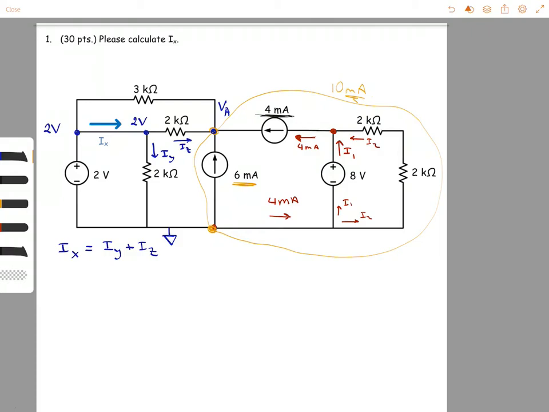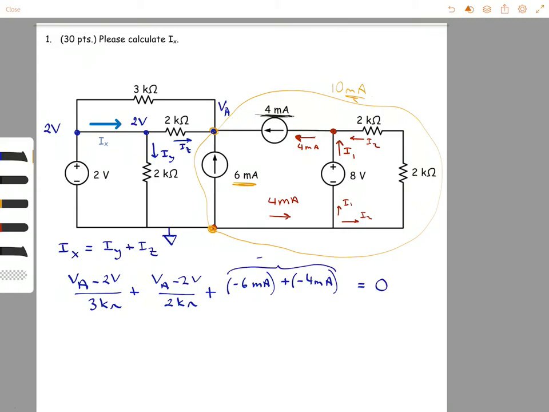So now let's construct a node voltage expression for node A. We have VA minus 2 volts divided by 3 kilo ohms, plus VA minus 2 volts divided by 2 kilo ohms, plus the current that is leaving to the right and to the bottom, which is minus 4 milliamps and minus 6 milliamps and minus 4 milliamps equals 0. So the sum of these is minus 10 milliamps.